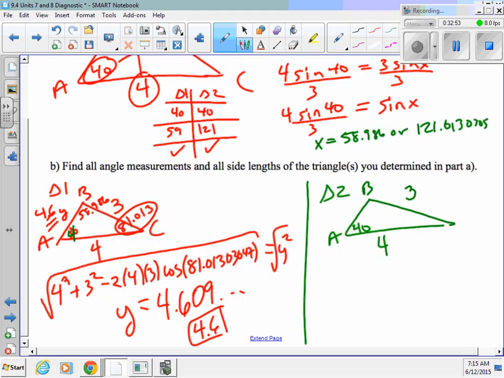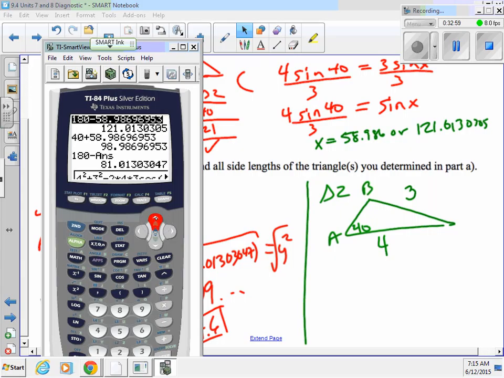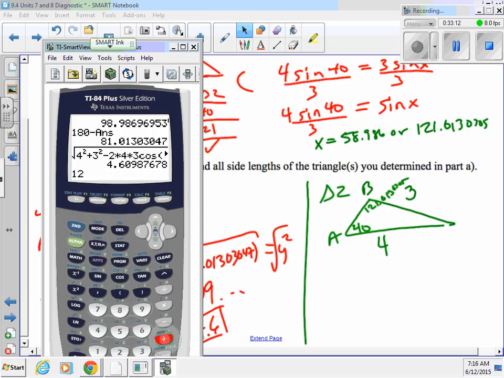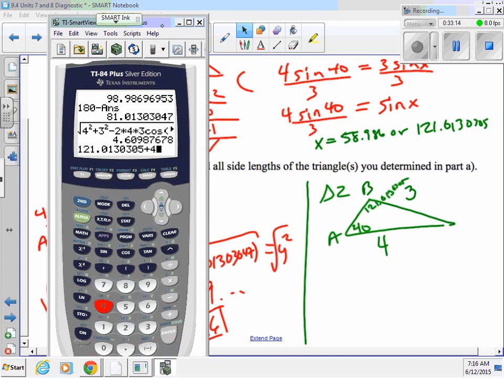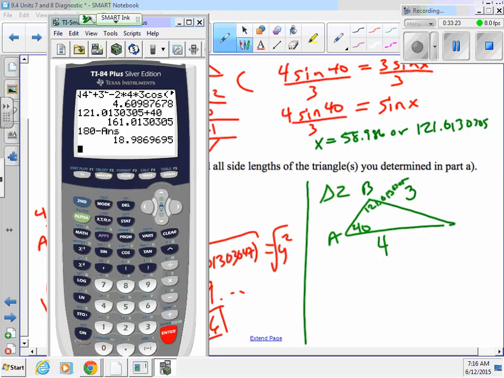I'm just going to catch my breath here. So we have, I don't know, what was it, 121 point something. Let me go back up here to the list. 121.013. This was 121.0130305. And that left, we have to figure this out. 121 plus the 40, 180 minus that answer is going to give us the remaining angle. It's easy to get that angle. We have to get it anyway. 18.9869.